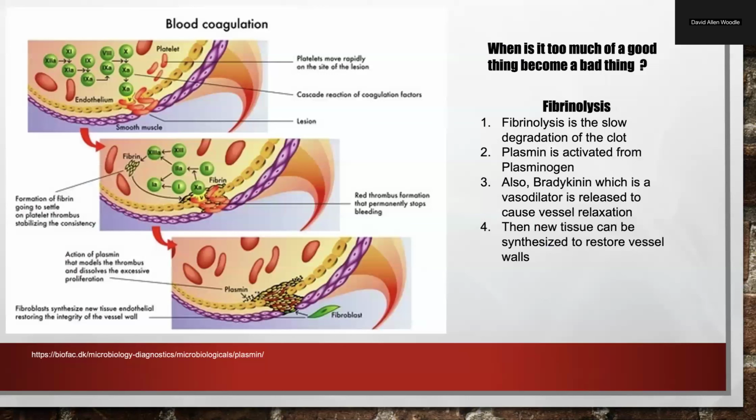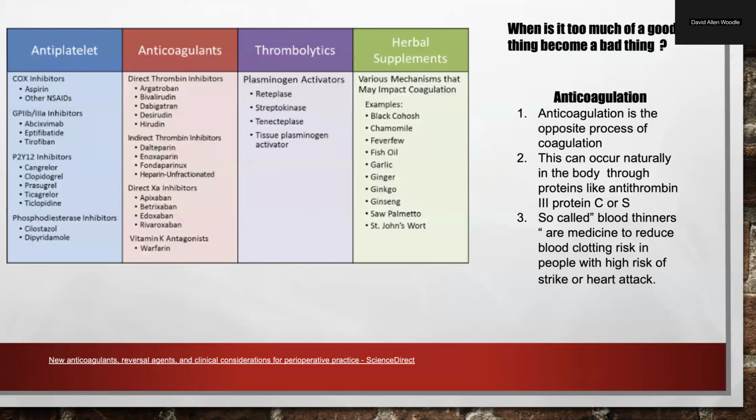So when can there be too much of a good thing? Well, it does make sense. You don't want to have more clotting than you need. So after the clot is formed, plasmin is released. And plasmin is a key capability to start dissolving this fibrin and start dissolving the clot itself, allowing the vessel walls to be reproduced.